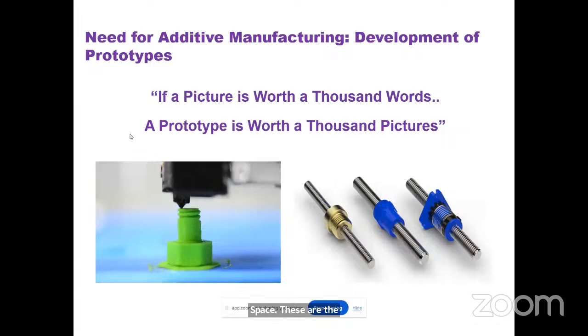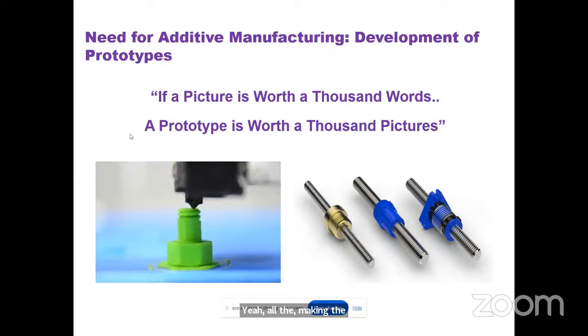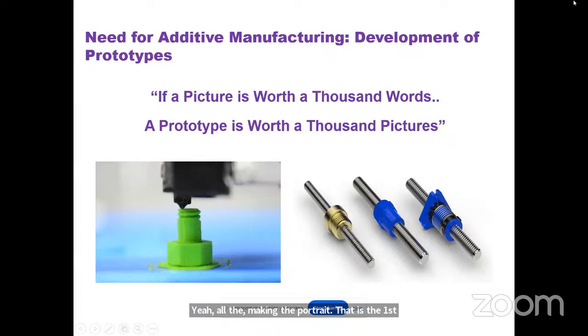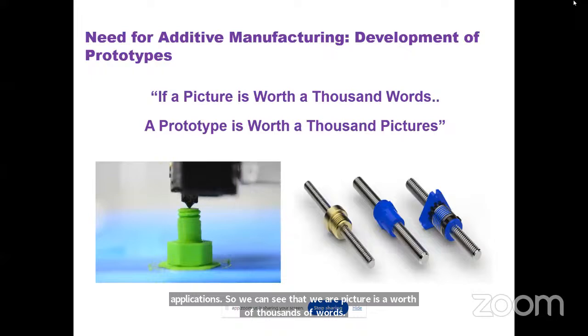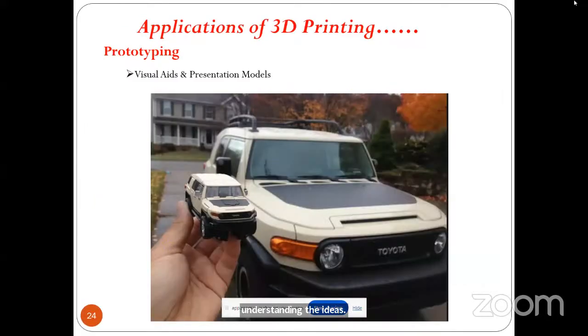So why we need additive manufacturing is mainly that it started for making prototypes. This additive manufacturing was developed for making prototype models. That is the first application. If a picture is worth 1,000 words, a prototype is worth 1,000 pictures. So we can make the 3D model, that is very important for understanding the ideas or concept of the new product. Now we can take this particular example of making a prototype model for presentation. We can make a miniature model of this particular car. This is for your comparison.